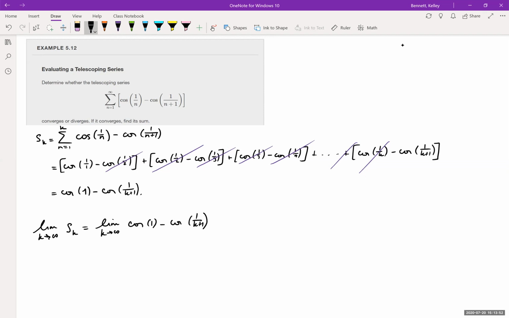going to turn this last part into cosine of 0. So cosine 1 minus cosine 0. Cosine of 0 being 1. So this is cosine of 1 minus 1. P.S. cosine of 1 is not 1. That's a really common little brain fart mistake I see often.